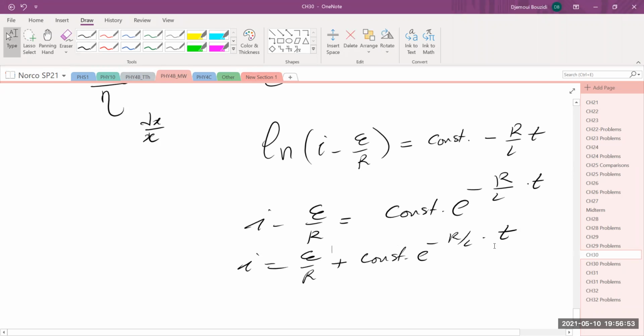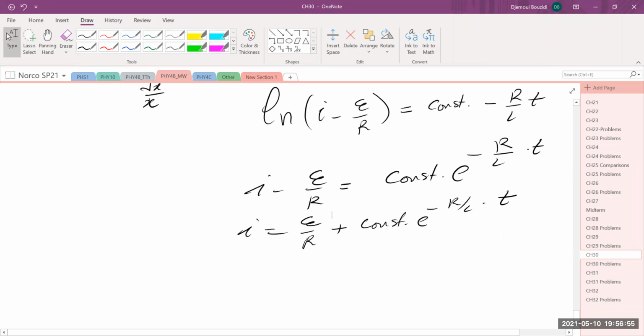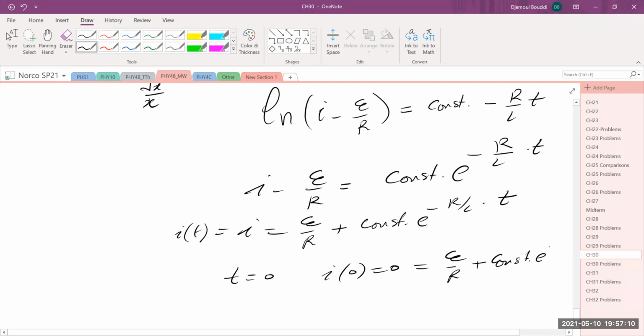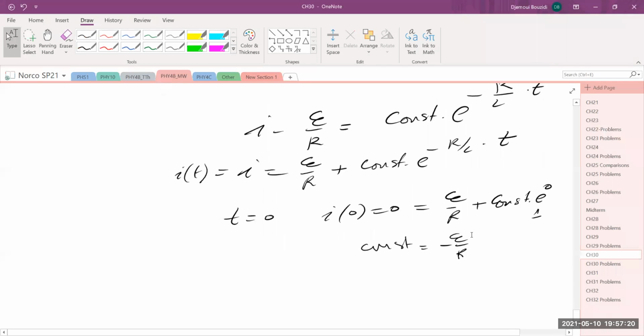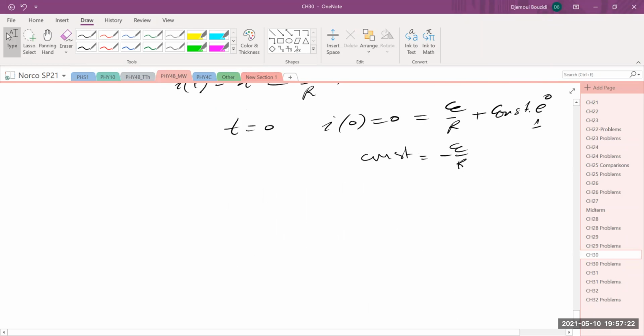I know at t equal to 0, there was no current. I know at t equals to 0, this is I sub t, by the way, as a function of time, that I sub 0 is equal to 0, which means that epsilon over r plus a constant times exponential of 0, which is 1. So this is 1. Constant plus epsilon over r equals to 0. That means that constant is simply a negative epsilon over r.